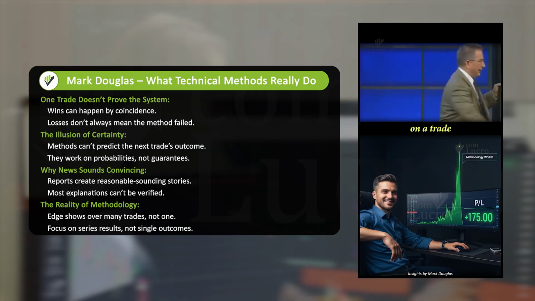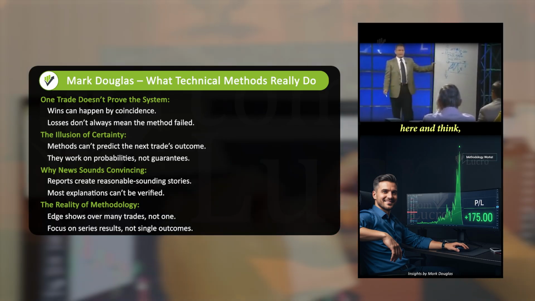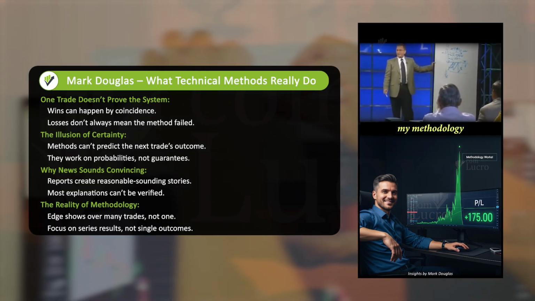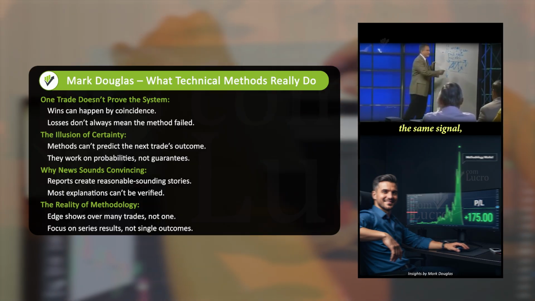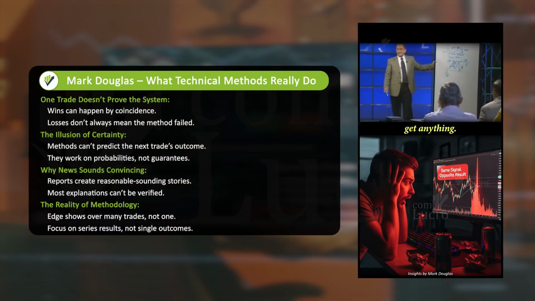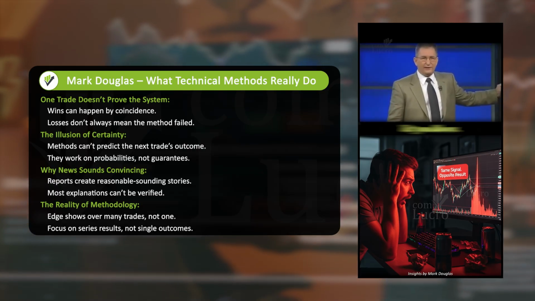You see, we'll put on a trade and find ourselves in a nice monster little winner here and think, oh man, my methodology, it is just fantastic. And then the next time you get the same signal and then you don't get anything. Not only that, it's a loser. Now you feel betrayed. You think your methodology let you down.